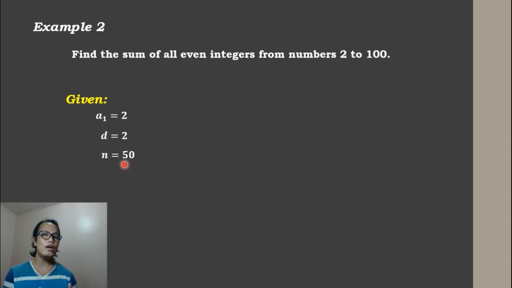Next is the number of terms. Since there are 50 even numbers from 2 to 100, if we are going to count 2, 4, 6, 8, 10, 12, 14, and so on until 100, that is 50. There are 50 even numbers from 2 to 100. Another is we have to solve for S sub 50 since there are 50 terms. We will use the second formula first.